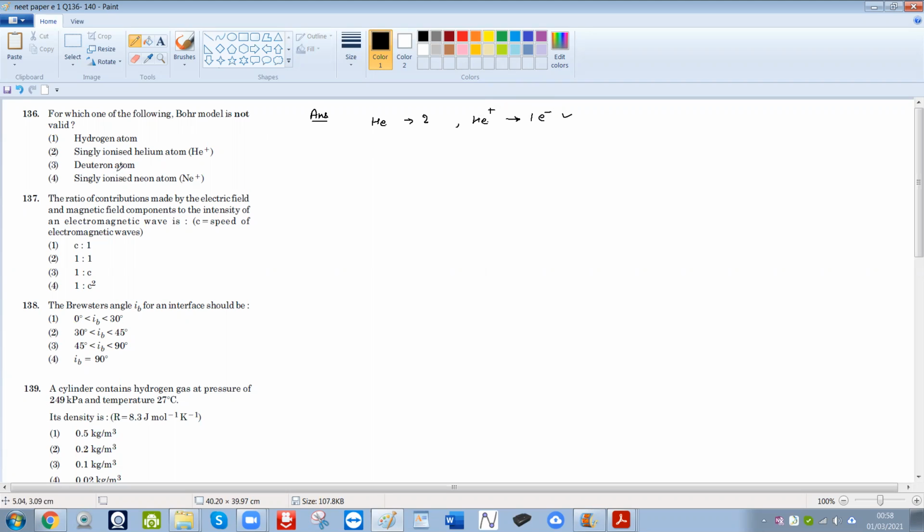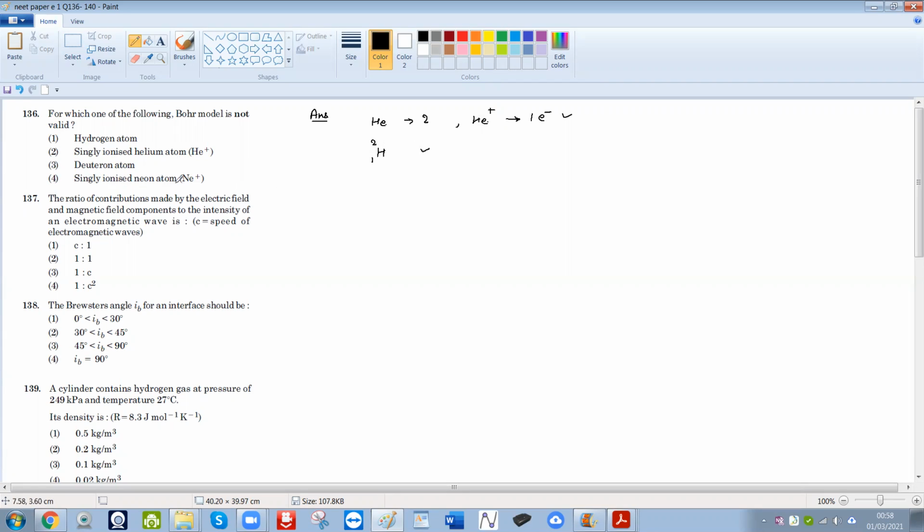Now if we consider deuteron atom, now deuteron is an isotope of hydrogen itself, hence it will also contain only 1 electron in its first shell itself, hence we expect Bohr model to be valid for deuteron as well.